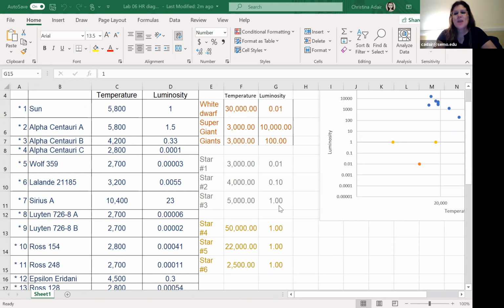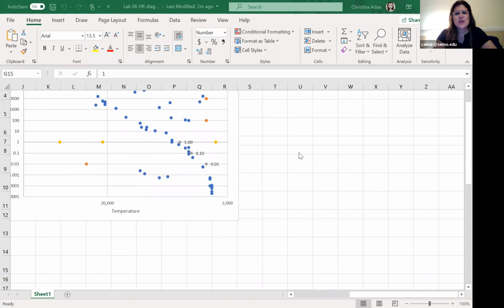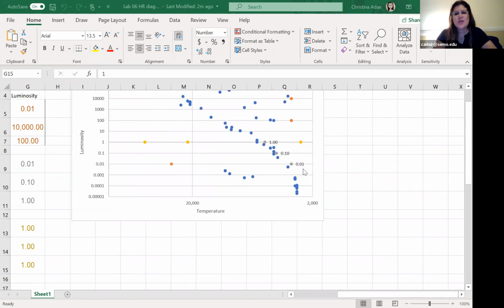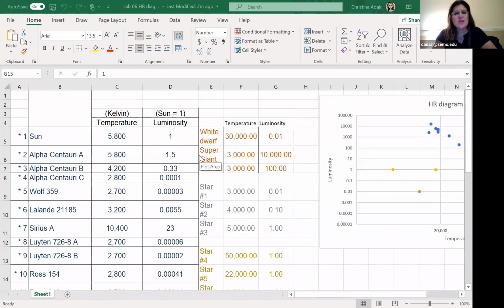So anyway, all right, let me show you the graph. Basically, this is my crude attempt at creating an HR diagram. There you go. And if you'll notice, we have four different color dots in here. There's blue dots, there's gray dots, there's yellow dots, and there's orange dots. The blue dots are all actual stars. The yellow, orange, and gray, I made those up. Well, yeah, I put that data in.